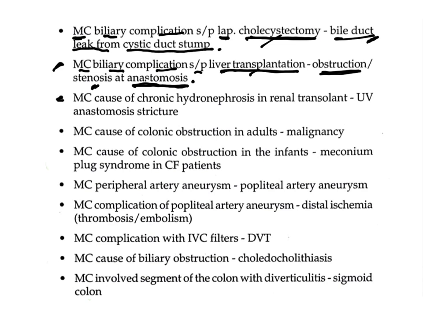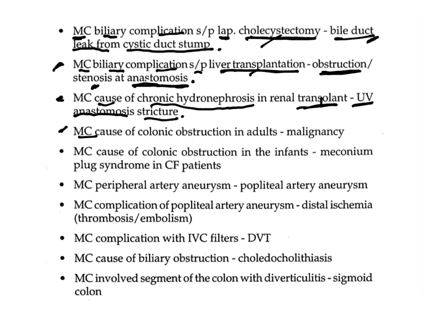Now, the most common cause of chronic hydronephrosis in renal transplant is UV anastomosis stricture. UV anastomosis stricture is the most common cause of chronic hydronephrosis in renal transplant.